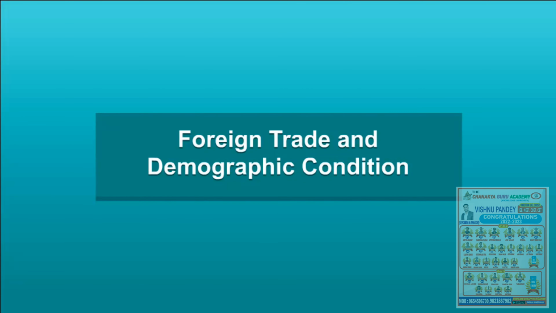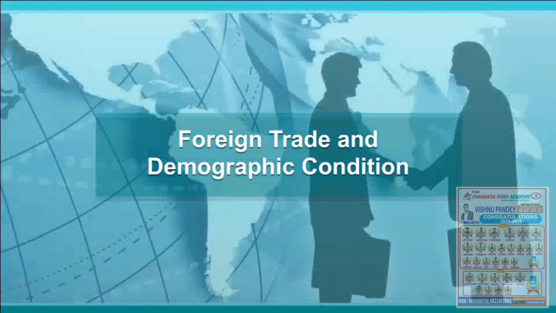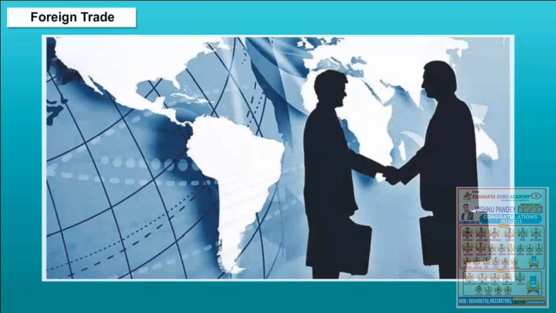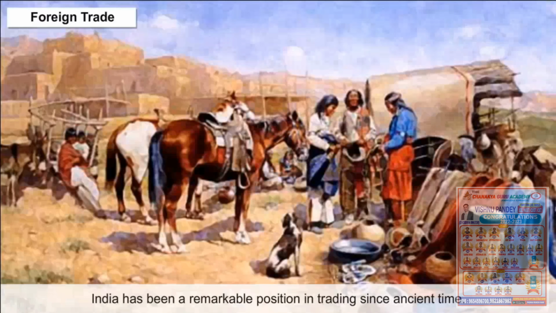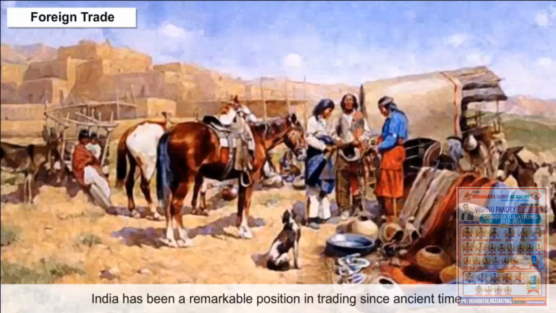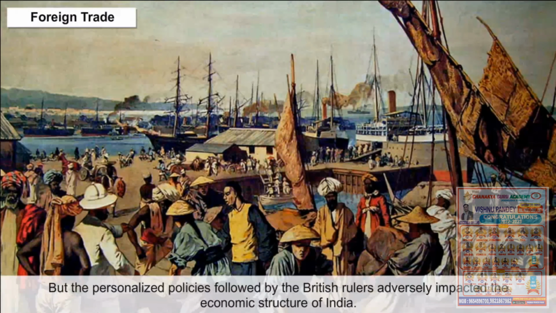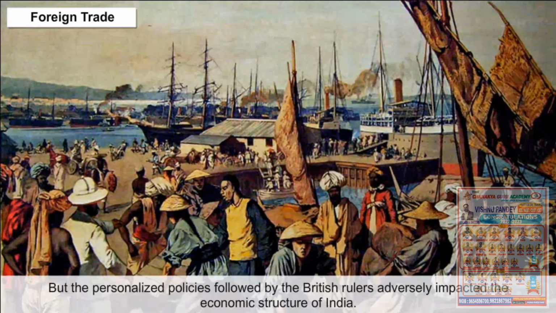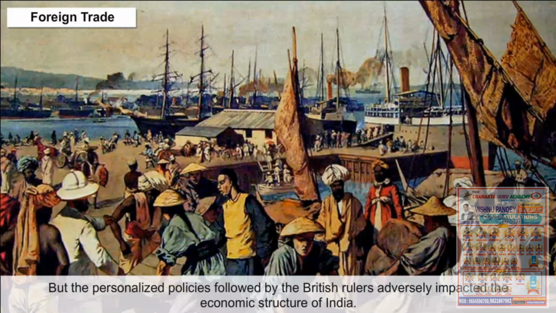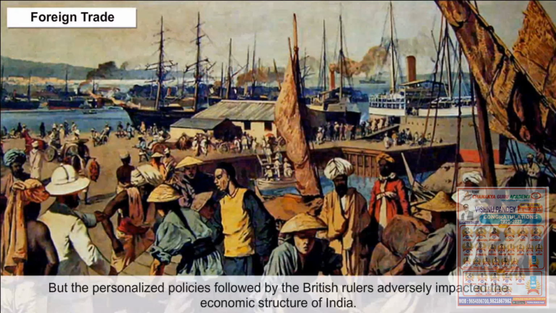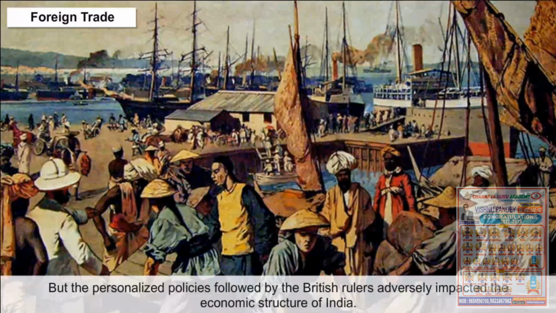Foreign trade and demographic condition. Foreign trade. India has been in a remarkable position in trading since ancient times. But the protectionist policy followed by the British rulers adversely impacted the economic structure of India.